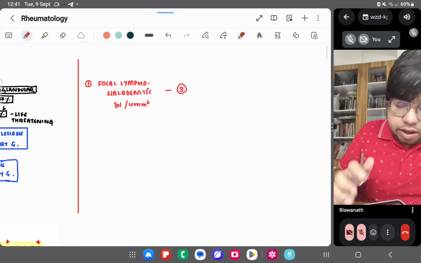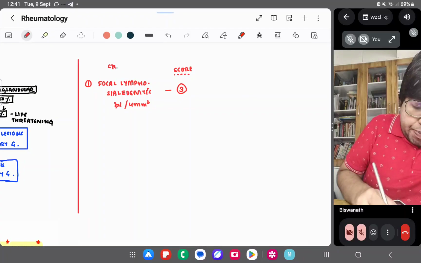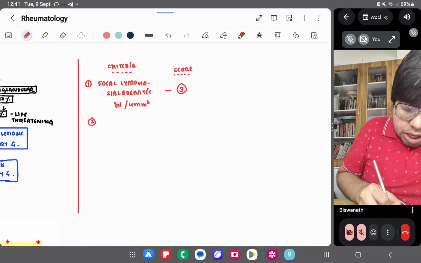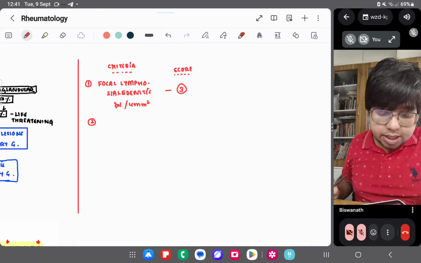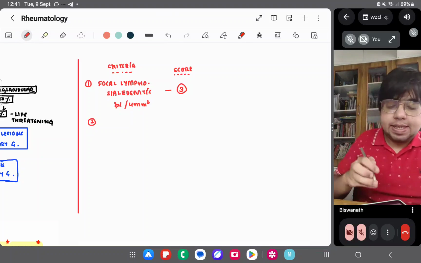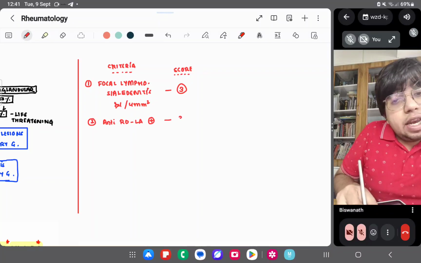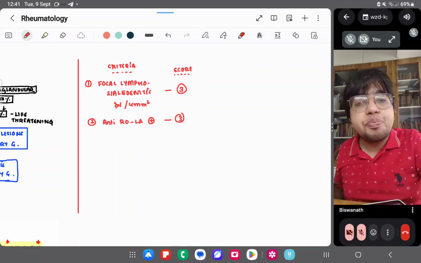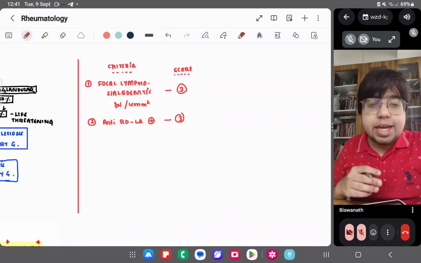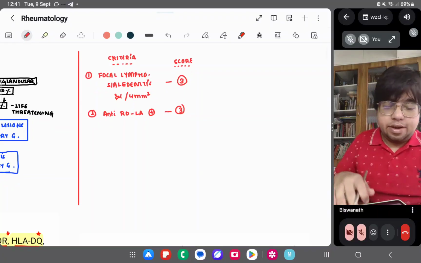It is a good one. This is the score, and this is the criteria: focal lymphocytic sialadenitis. If there is the presence of anti-Ro or SSA, again you give the score 3. Anti-Ro, 3.